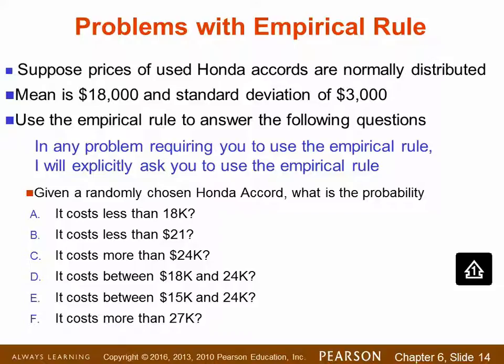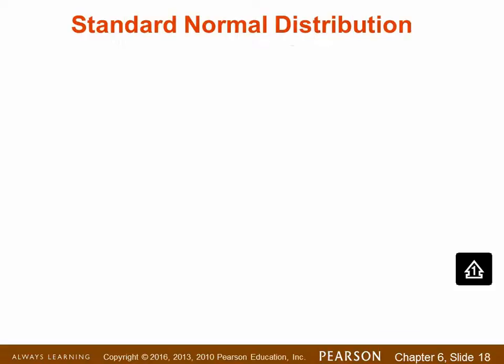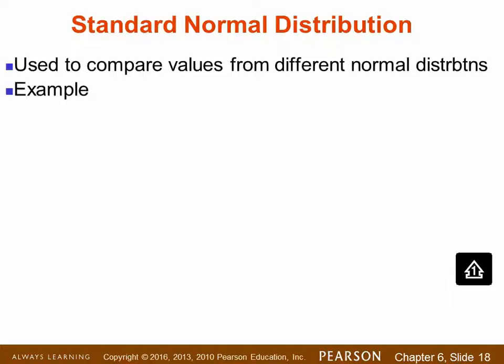Everyone's pretty good on the empirical rule, it looks like. I left some blank pages that you could work those out, but I think everyone has those pretty well. Okay, so what I want to do now is talk about something. I'm not going to dwell on this a lot, but I want to talk about something called the standard normal distribution.